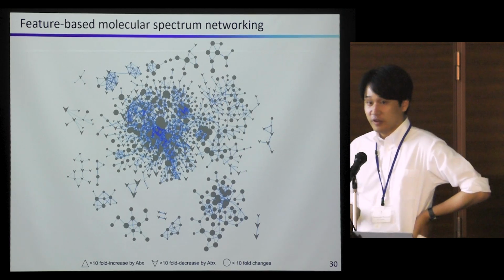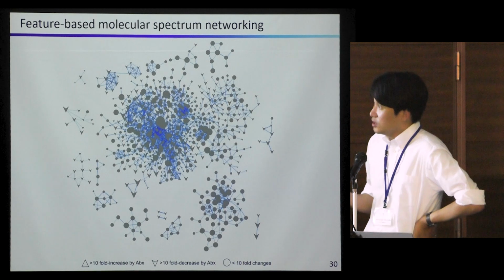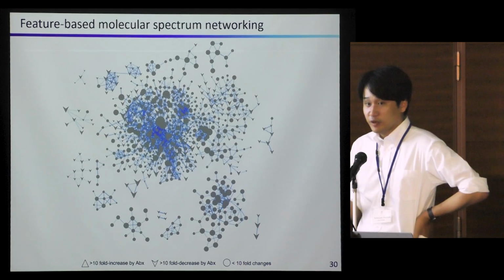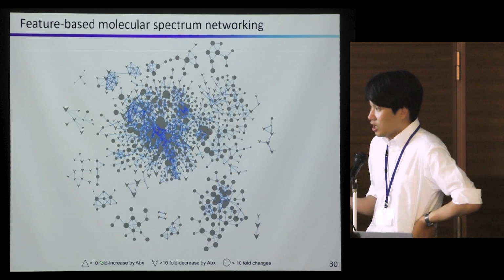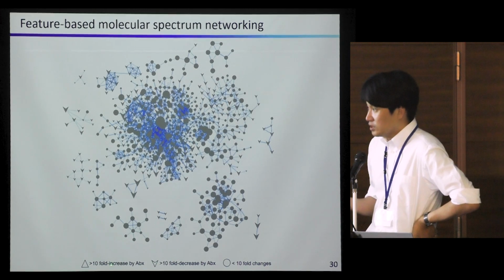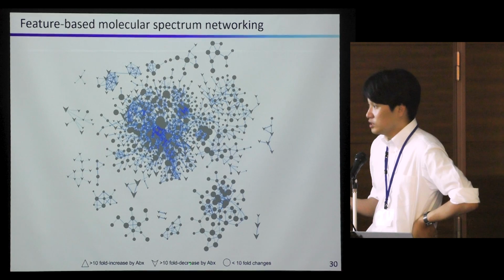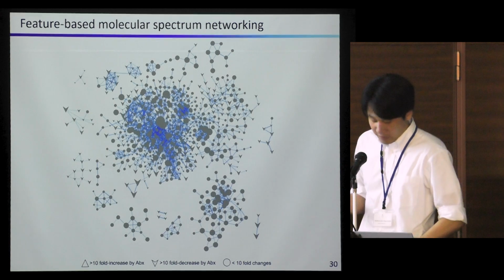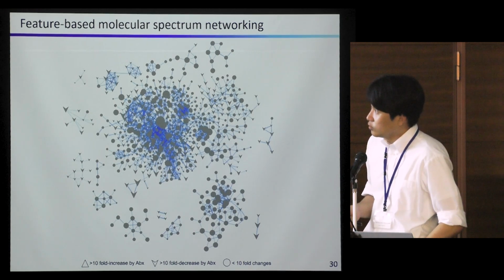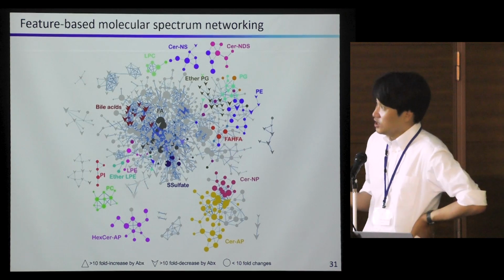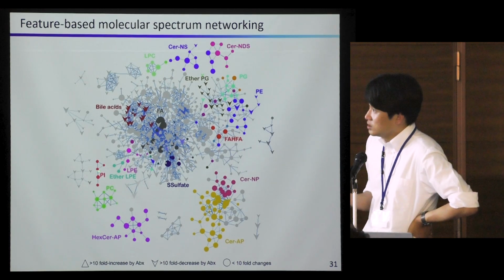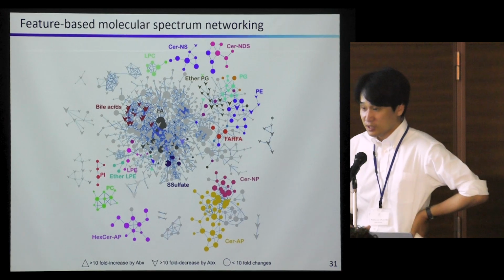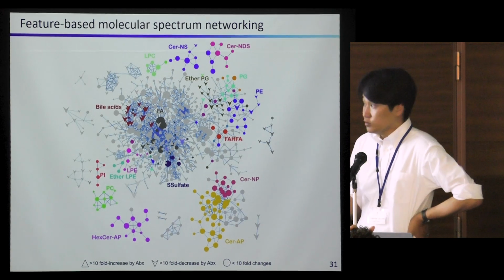And this is the whole view of the lipidome. Actually, the symbols are metabolic features, and the upper and lower triangles indicate metabolites increased or decreased by more than 10-fold. We first applied the conventional annotation data. As you can see here, these conventional phospholipids, PI, PE, PG, are assembled into a single cluster. So this means our approach is successful.